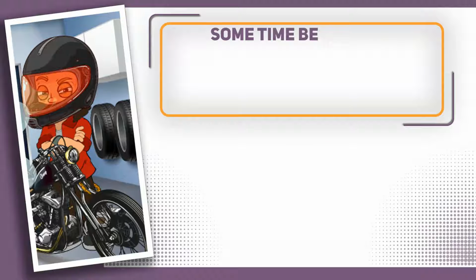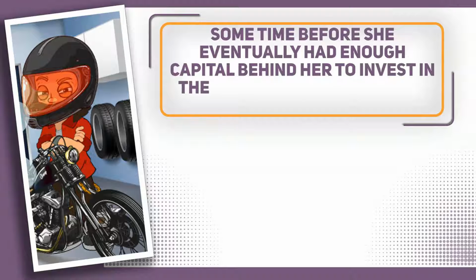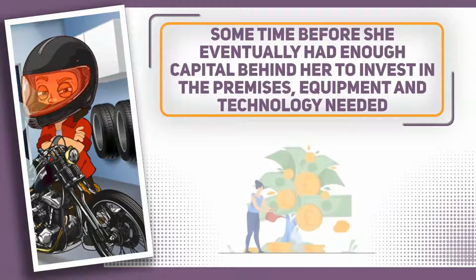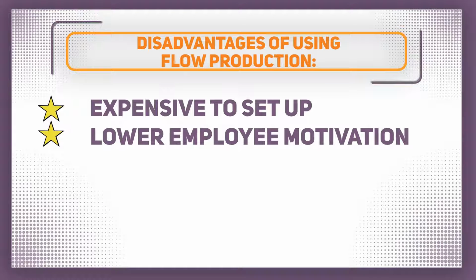It was actually quite some time before she eventually had enough capital behind her to invest in the premises, equipment and technology needed to move towards flow production. Although the tasks on the production line at Tough Steel Motorcycles are very specialist and require lots of training, they can become pretty dull and repetitive.